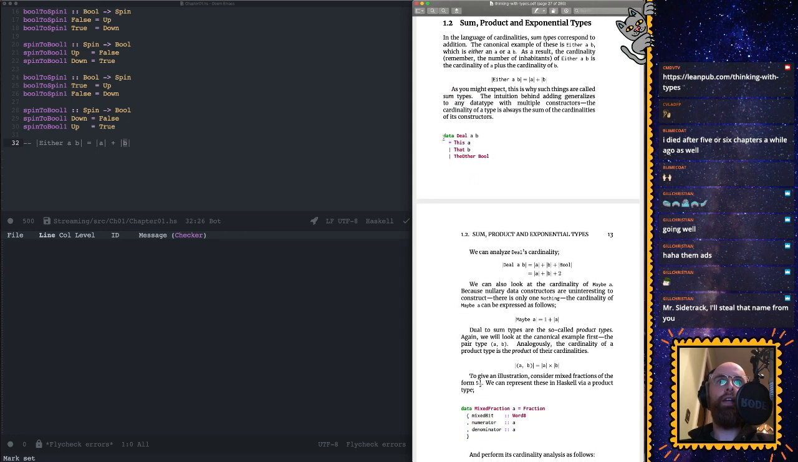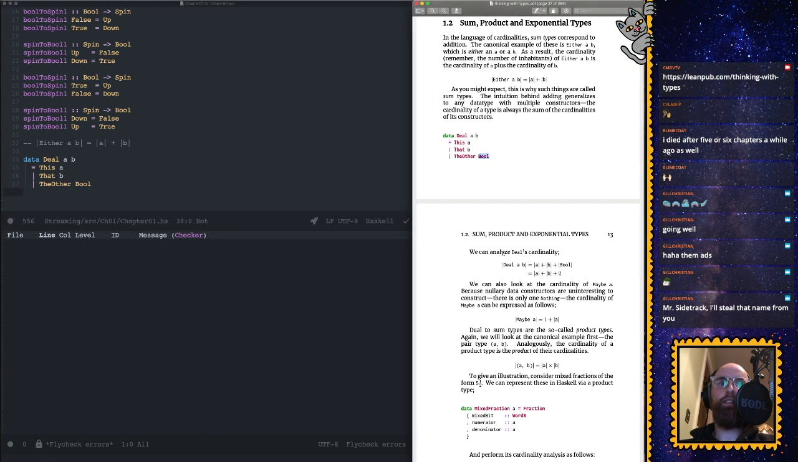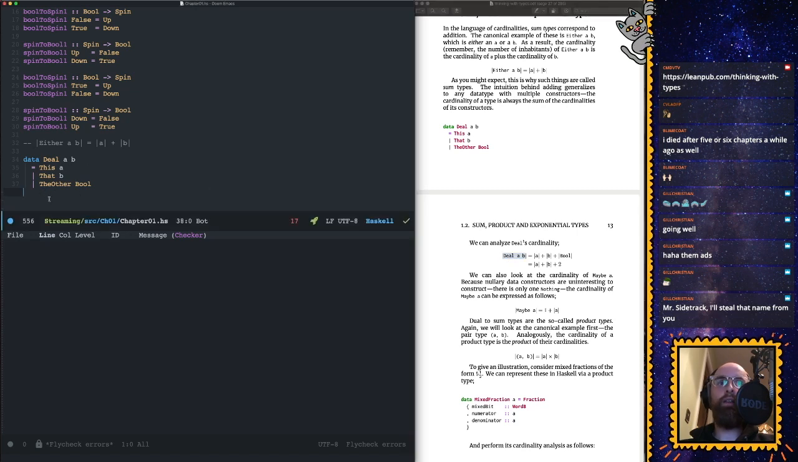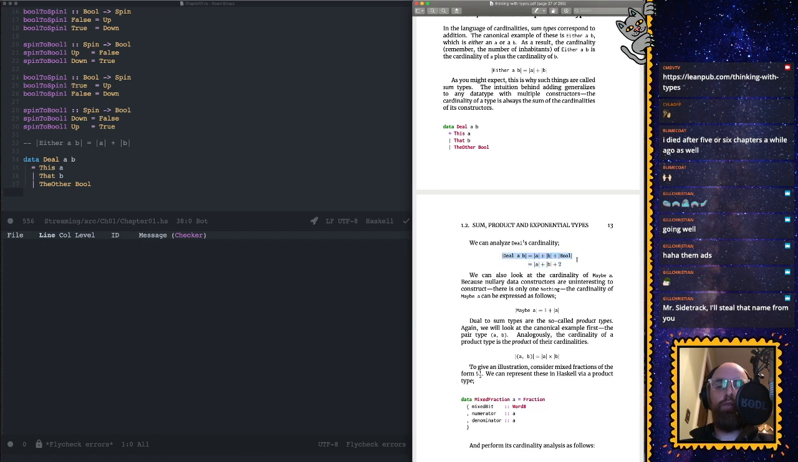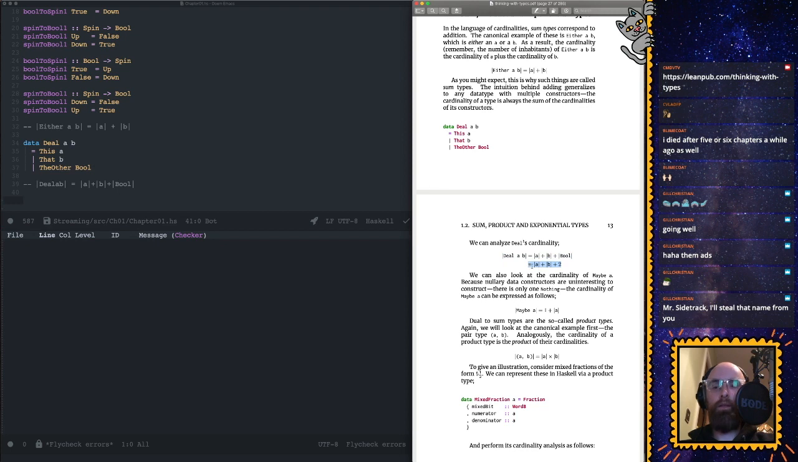Okay, so let's have a look. Here we've got another data type, and we can see there's an explanation for that. So we have this A, and that B, and the other Bool. Obviously they're going to have different cardinalities, but let's do it. So we can analyze Deal's cardinality. Deal A B. Actually, I'm going to do it in two parts, in hope that things work out better, especially when you're on the wrong line. Let's go to the beginning. There we go. And then the second bit here.